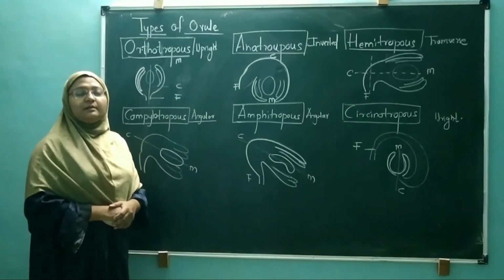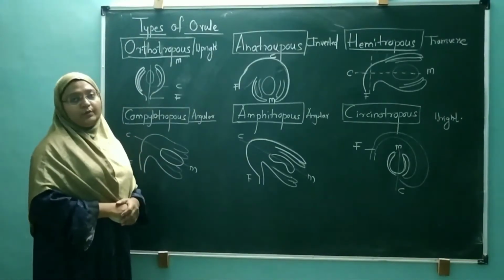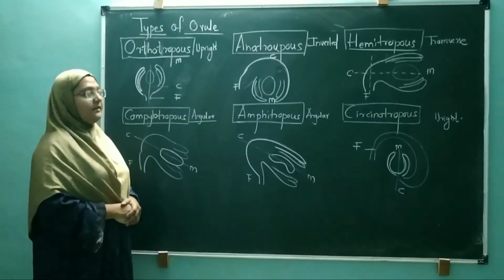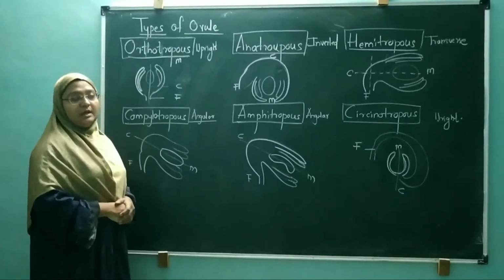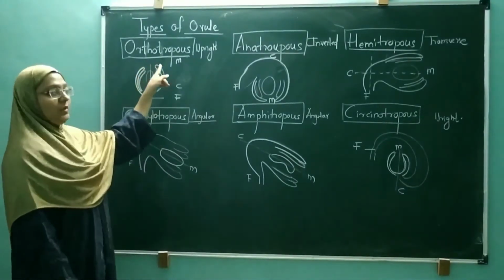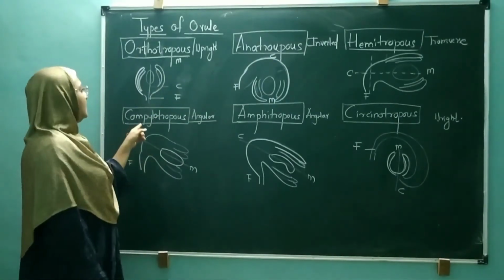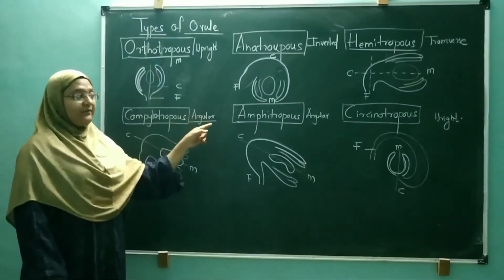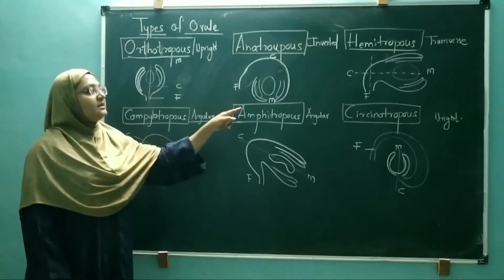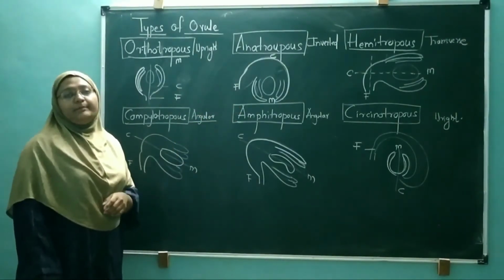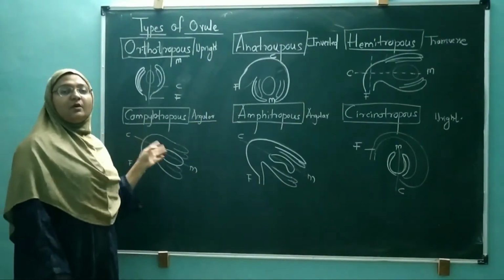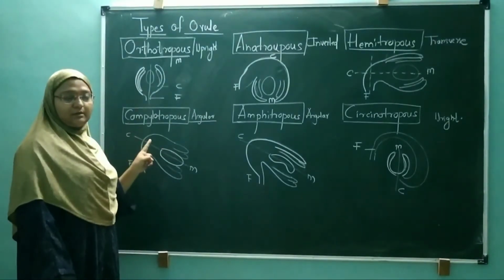So next we are discussing the types of ovules. Basically, we have six types of ovules, starting from the orthotropous, anatropous, hemianatropous, campylotropous, amphitropous and the circinotropous. So what is the basic difference between all of these? Starting from the first one.